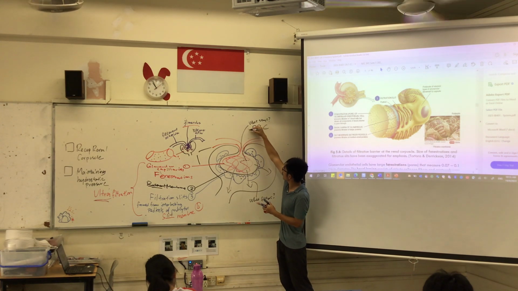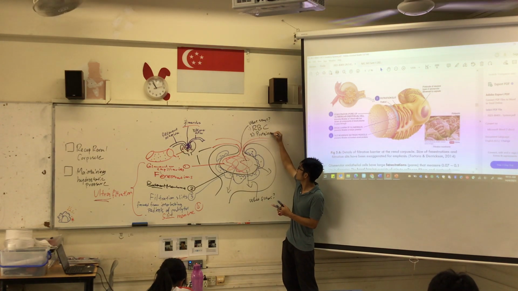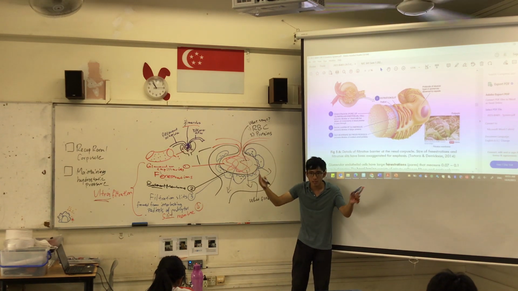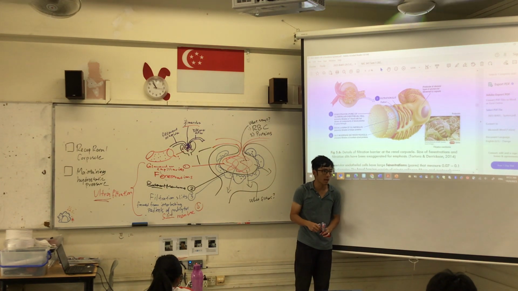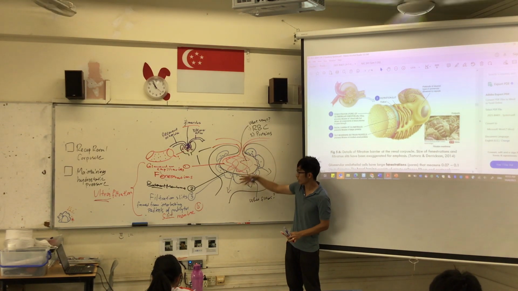Other than red blood cells, number 2, you often find proteins. Proteins are quite big and they tend to stay within your capillaries. They shouldn't come out into your urine.